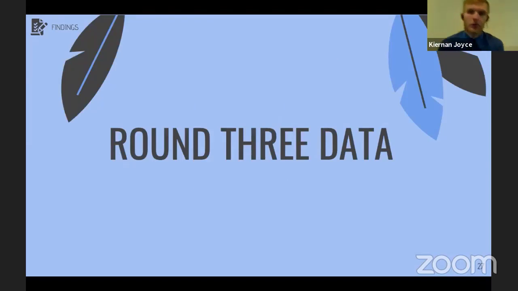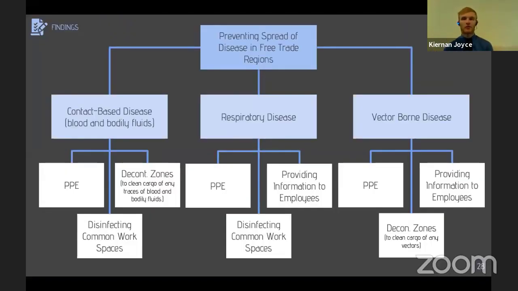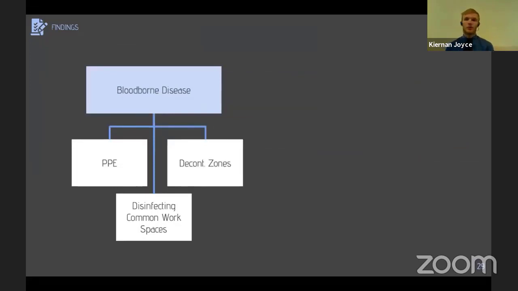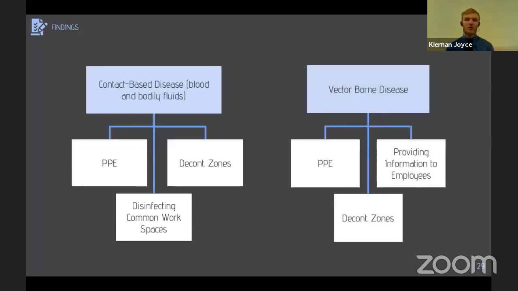In round 3, we took the data from round 2 and created a policy framework to feed back to our participants, asking if this framework would produce productive policy development. From some comments on round 2, bloodborne disease was broadened to contact-based diseases, and what decontamination zones were for was specified. All participants agreed that this framework would produce productive policy development.